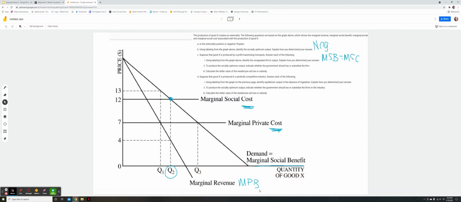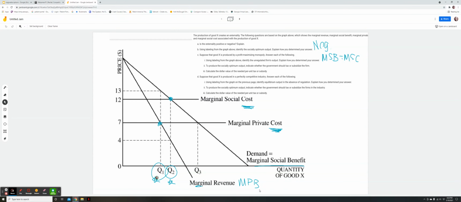So using the labeling from the graph above, identify the unregulated firm's output. So the free market output, if there's no regulation. That's going to be where the firm's marginal revenue equals marginal cost, MR equals MC. Well, here's MR right there. This is MC right here. So MR equals MC at this spot right there. That's quantity 1. So here is the socially optimal, and here is the free market quantity.